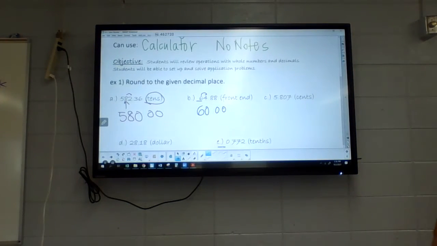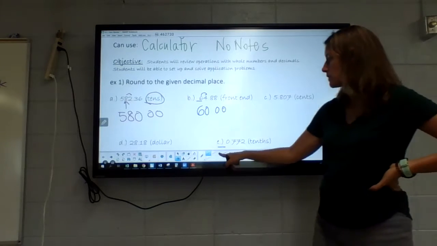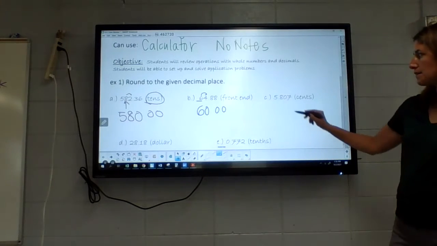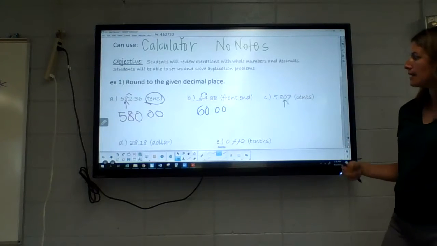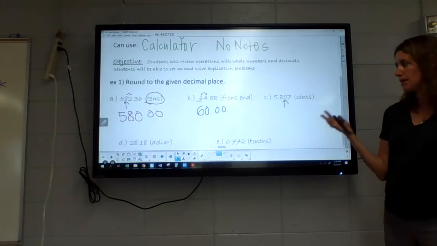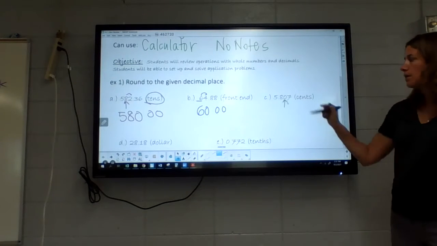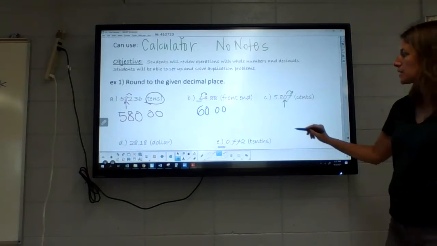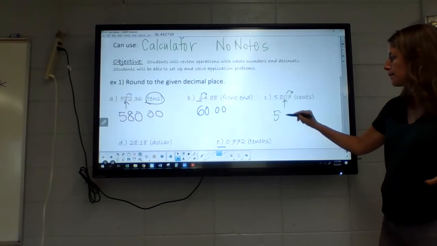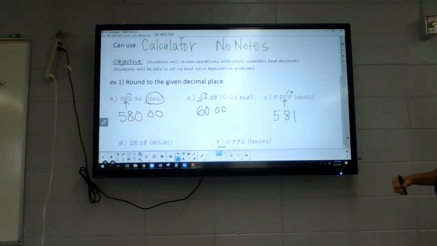Now cents, remember, is the money part of this. So how much money would I pay in the store? So that penny spot, where the pennies would be for cents, is the 0. So we're going to look at that 7, that tells me to round up. So this would be $5.81.